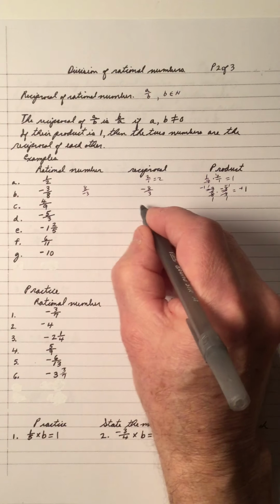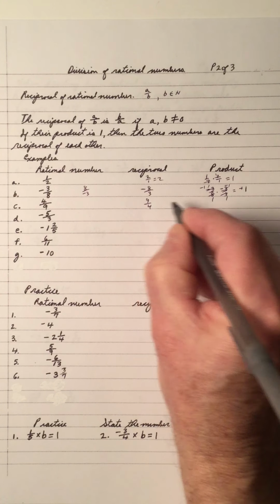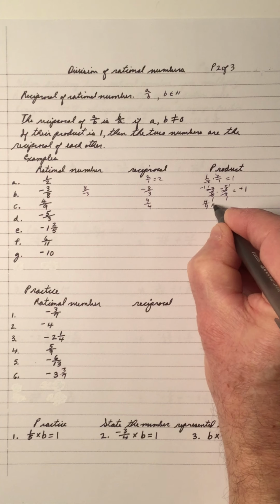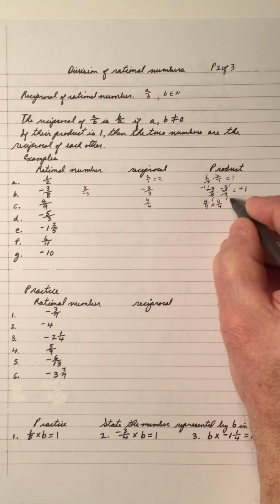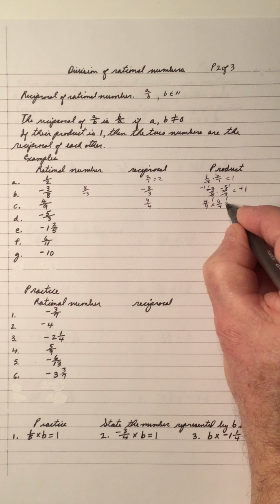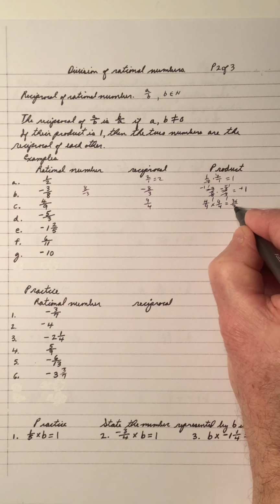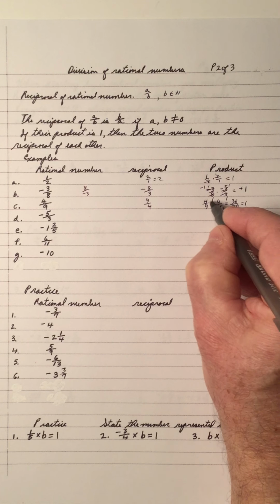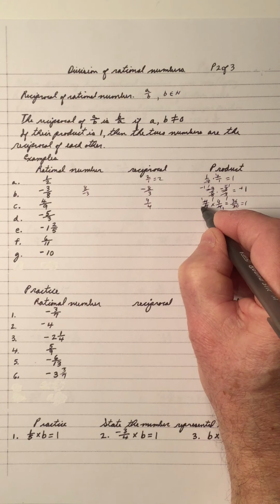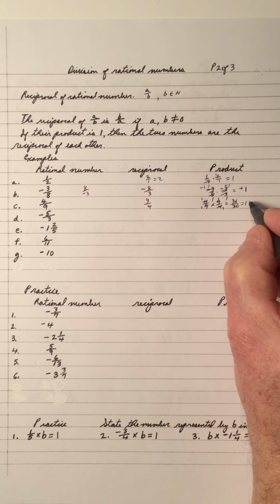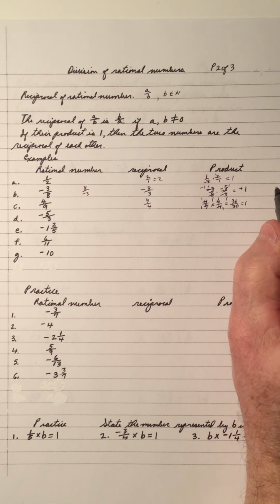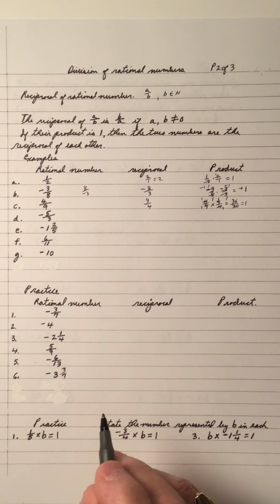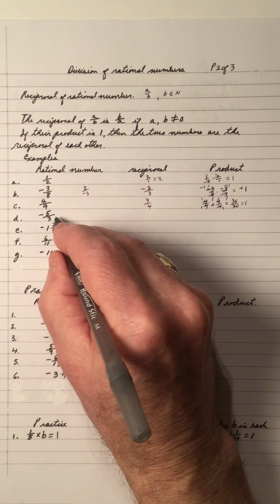For 4 over 9, the reciprocal is 9 over 4. So 4 over 9 times 9 over 4. Again, we can cancel, or we can say 36 over 36, which is 1, your choice. But you can cancel: 4 into 4 goes once, and 9 into 9 goes once, so we get 1 over 1, which is 1. Remember, when you're multiplying, you can cancel anywhere from top to bottom as long as you're multiplying.